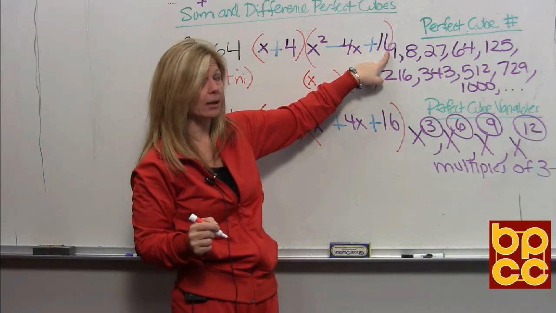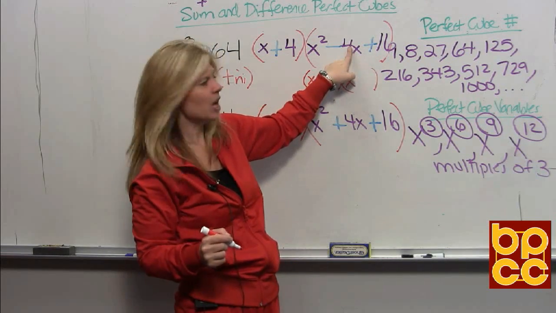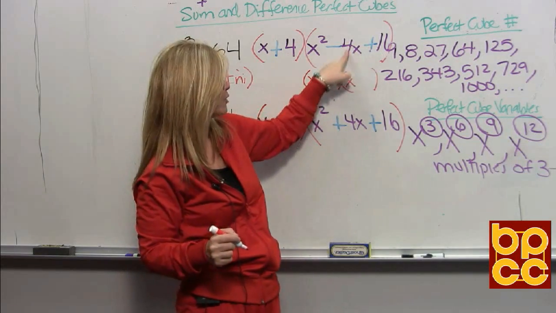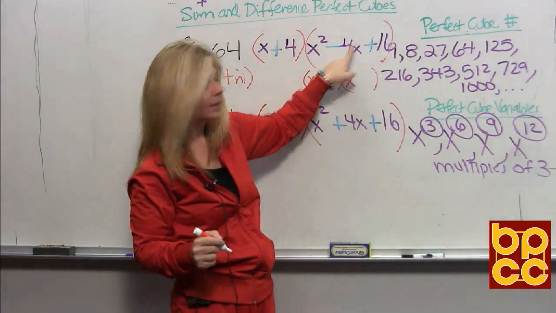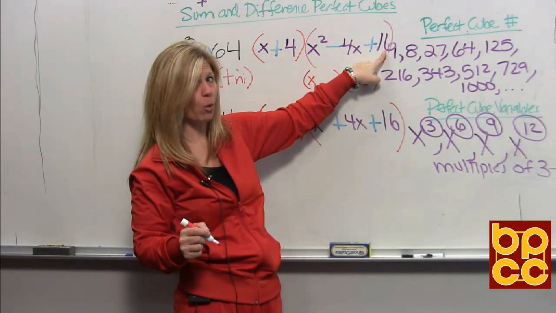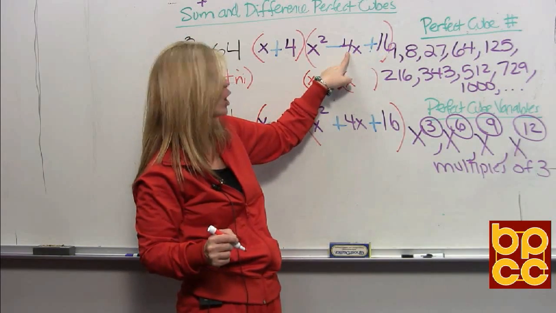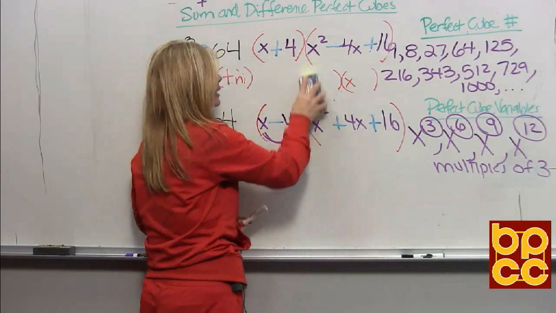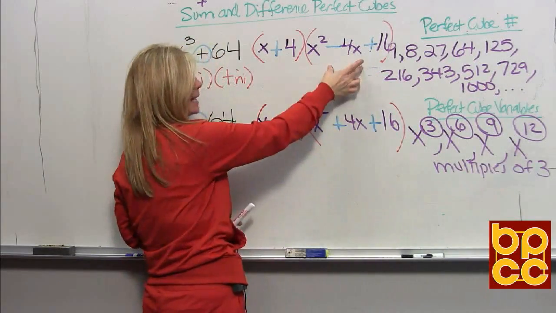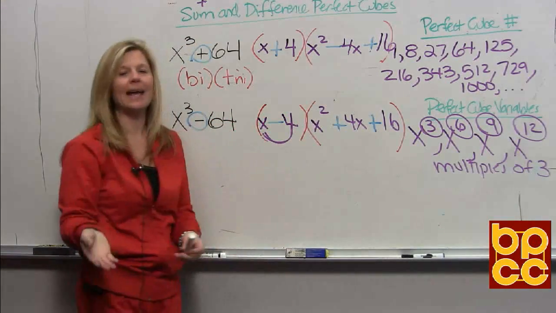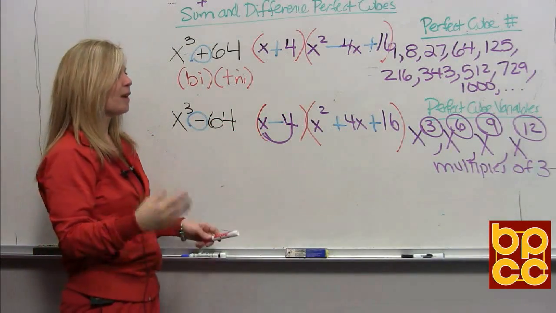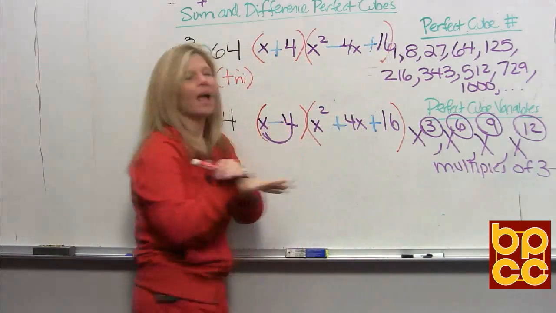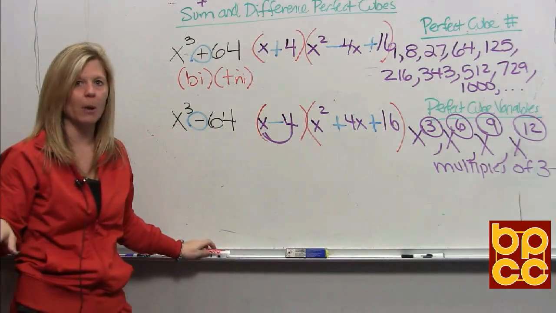16 is 1 times 16. Will that add to 4? No. 16 is 8 times 2. Will 8 and 2 add to 4? No. 16 is 4 times 4. Will 4 and 4 add to 4? No. So when you factor a perfect cube, this trinomial you get is in lowest terms. It cannot break down any further. So factoring a cube will always yield a binomial times a trinomial. And that's as far as you can go.